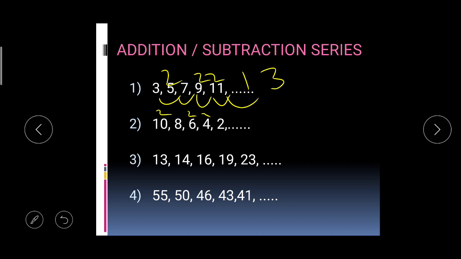Let's see the second series. The series is 10, 8, 6, 4, 2, right? If you see, this is a difference of 2, difference of 2, difference of 2. It is getting decremented by 2, so I have to subtract 2 from each previous term. If I subtract 2 from the previous term, then this term becomes what? 0.